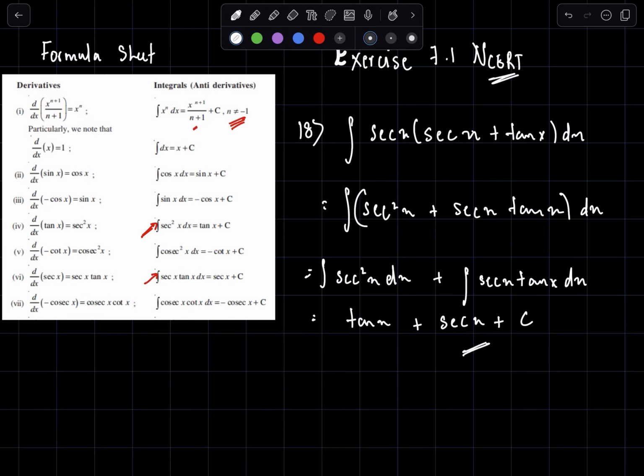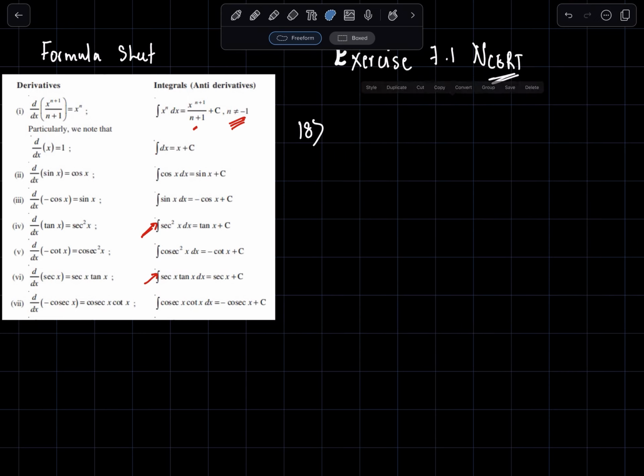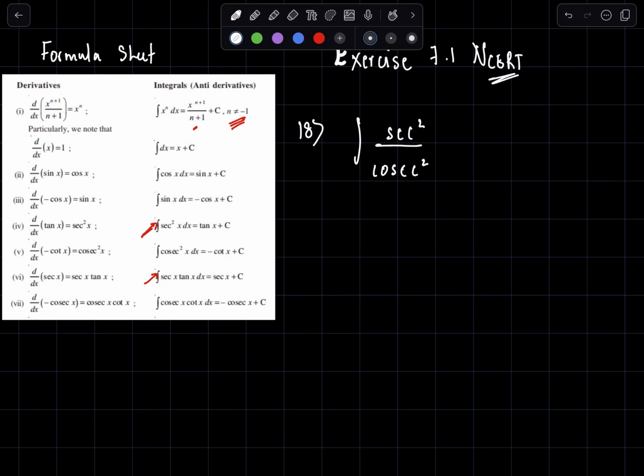Now question 19. This is interesting. This is very interesting. I like this one. This is going to broaden your horizon a bit. Okay, so now integral of secant square divided by cosecant square x dx.